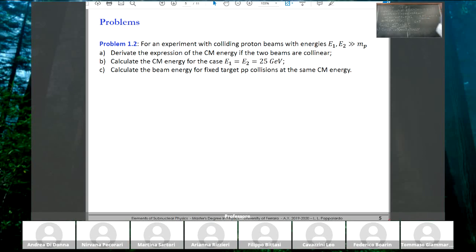Now let's move to point C, okay, which requires us to calculate the beam energy for a fixed target proton-proton collision, but with the same center of mass energy. Okay. So let me write down the result here. So for the collider mode, the energy in the center of mass is only 50 GeV. For the rest, we can now cancel.